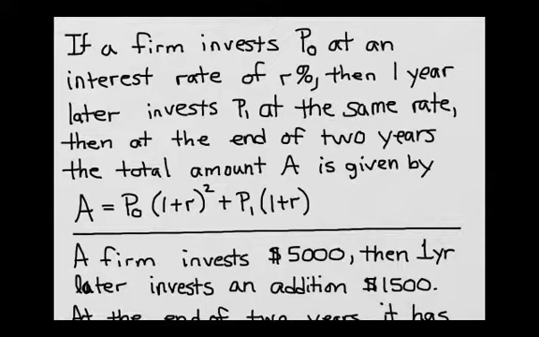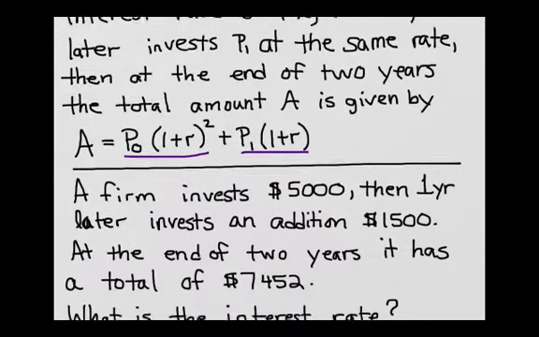If a firm invests P sub 0 at an interest rate of R%, then 1 year later invests P1 at the same interest rate, then at the end of 2 years, the total amount A is given by A is equal to P sub 0 times (1 plus R) squared plus P1 times (1 plus R). So looking at this formula, the first part here shows us the amount that we would get by investing some amount at R% for 2 years. That's why we're squaring there. And then the second part here is what we get by investing that second amount for only 1 year.